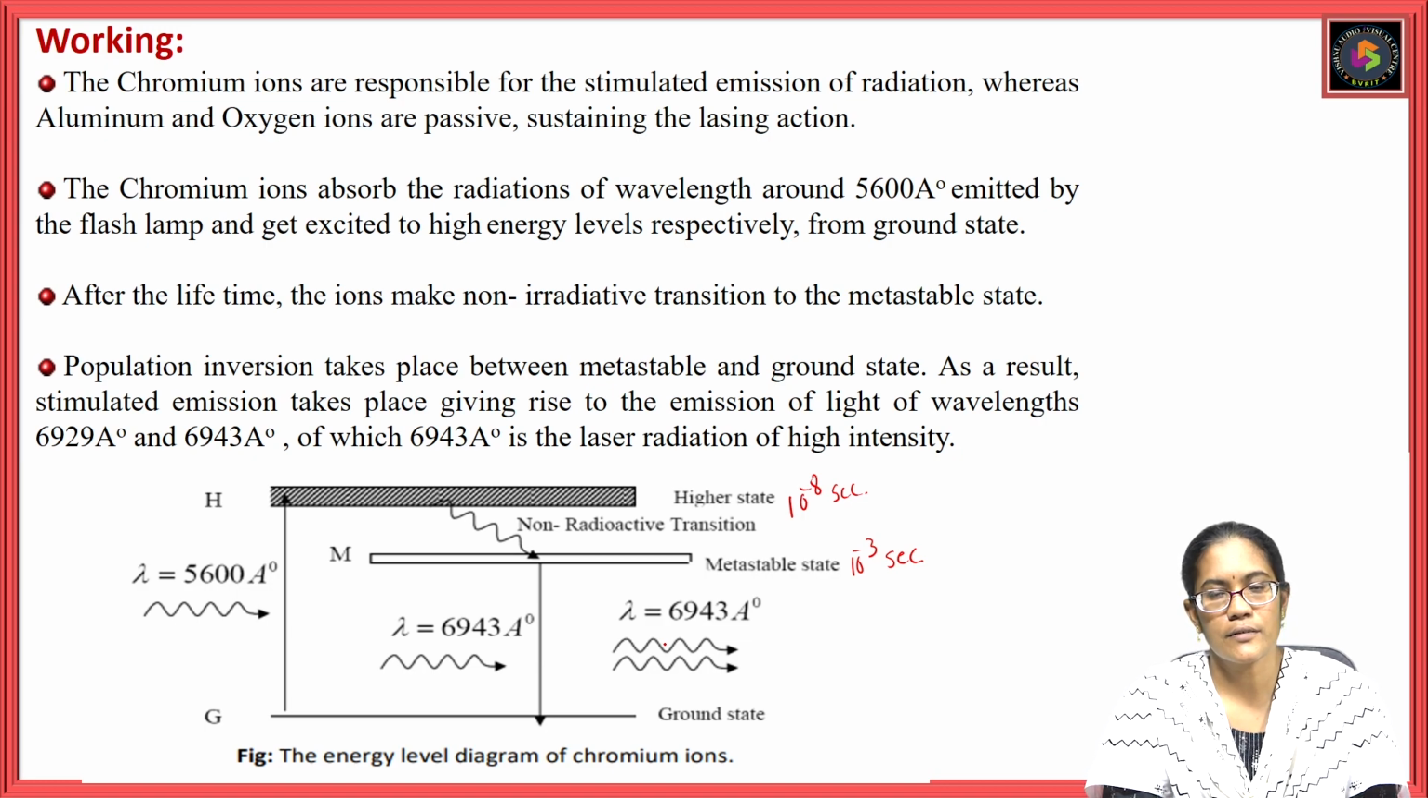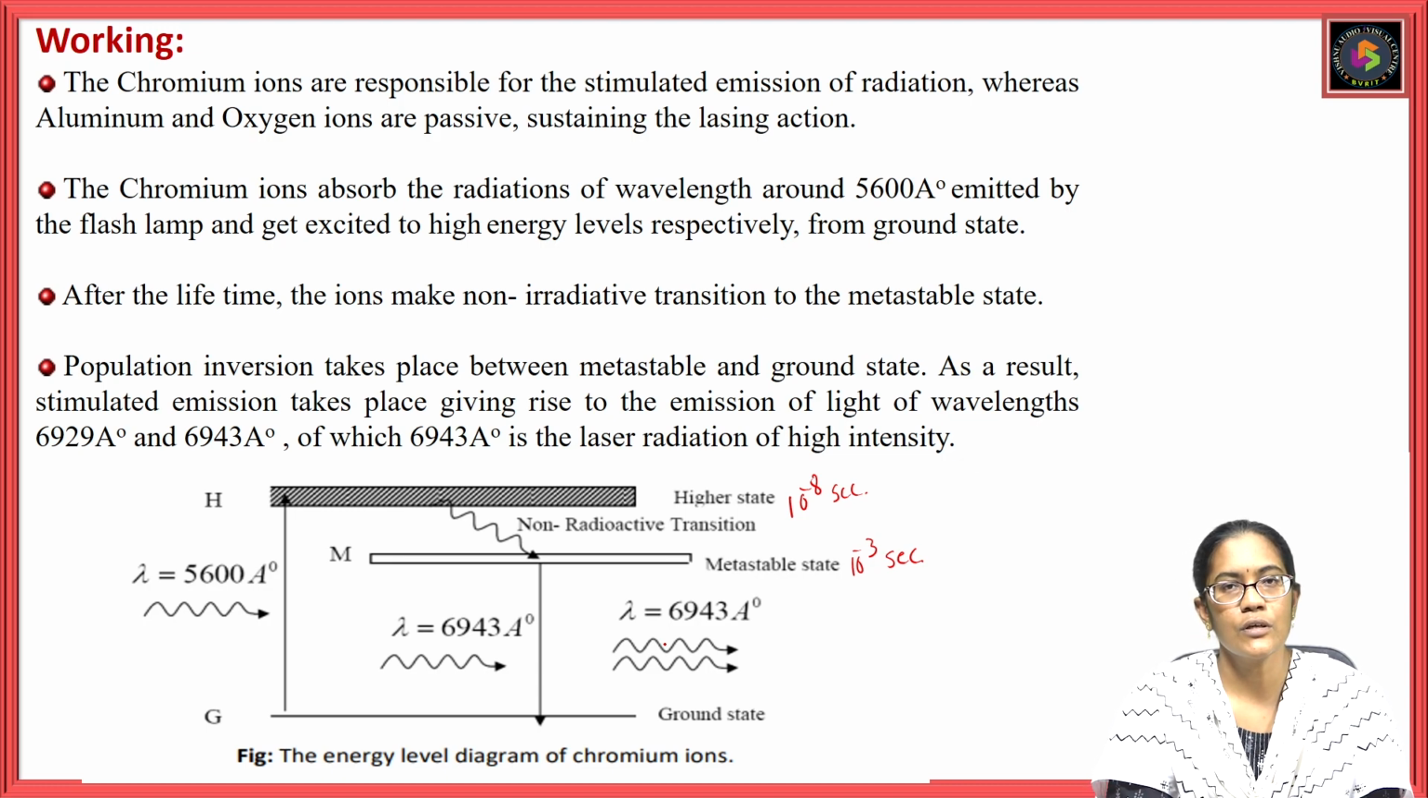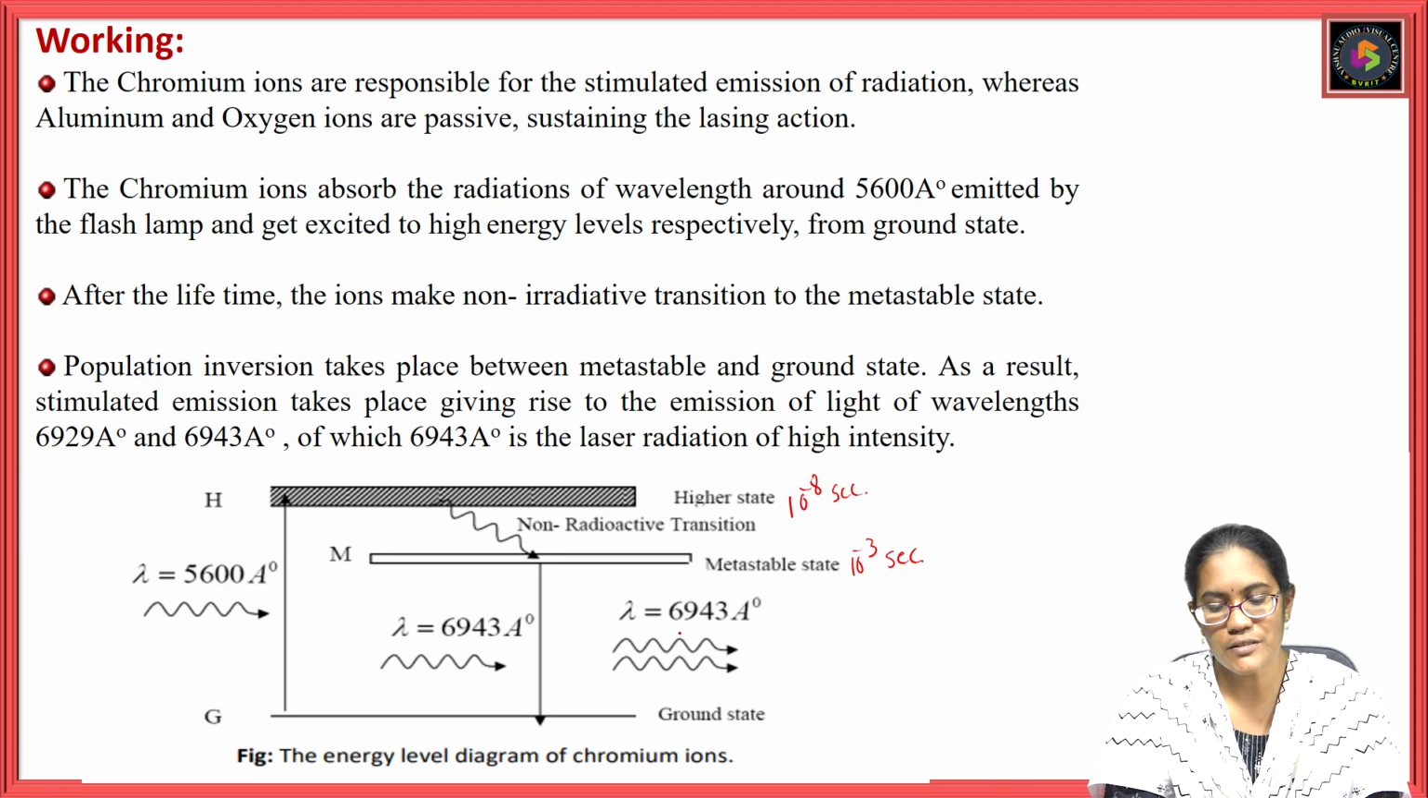So that the amplification of light can be done in lasers, and the lasing action can be done with this wavelength. In the case of ruby lasers, the emitted wavelength is in the order of 6943 angstroms, which falls under the visible region. In this way, this is the working mechanism for the ruby laser.